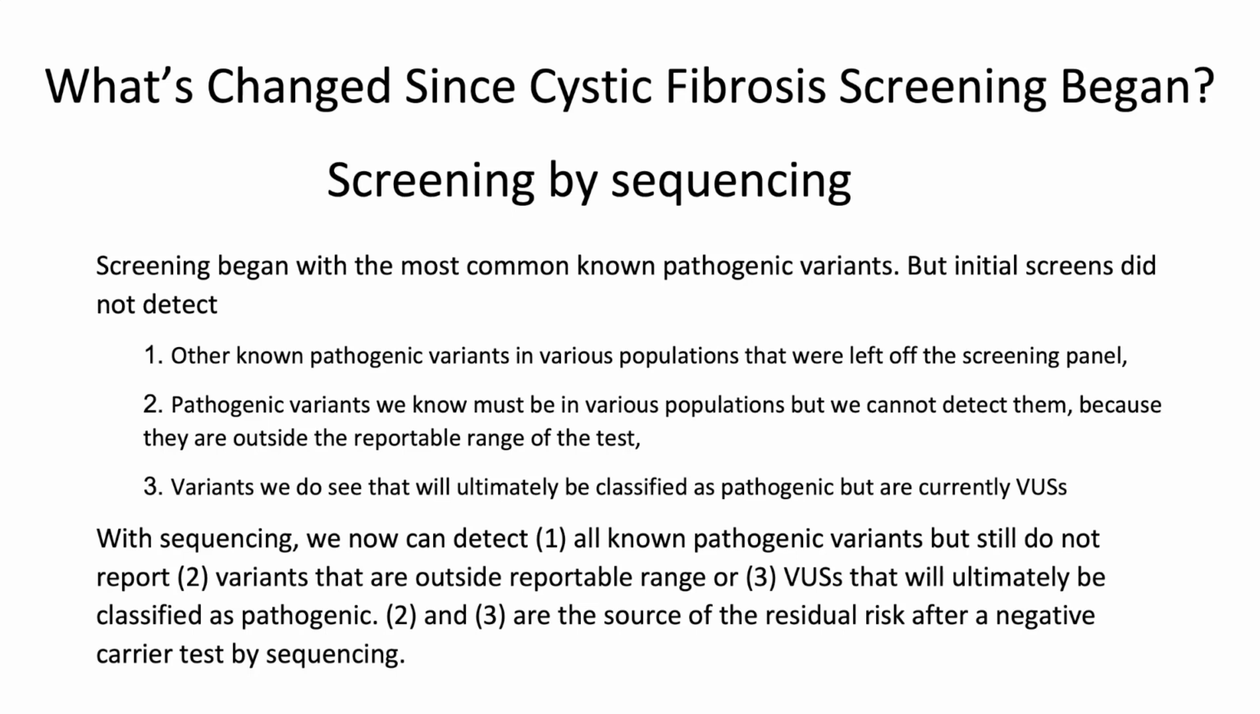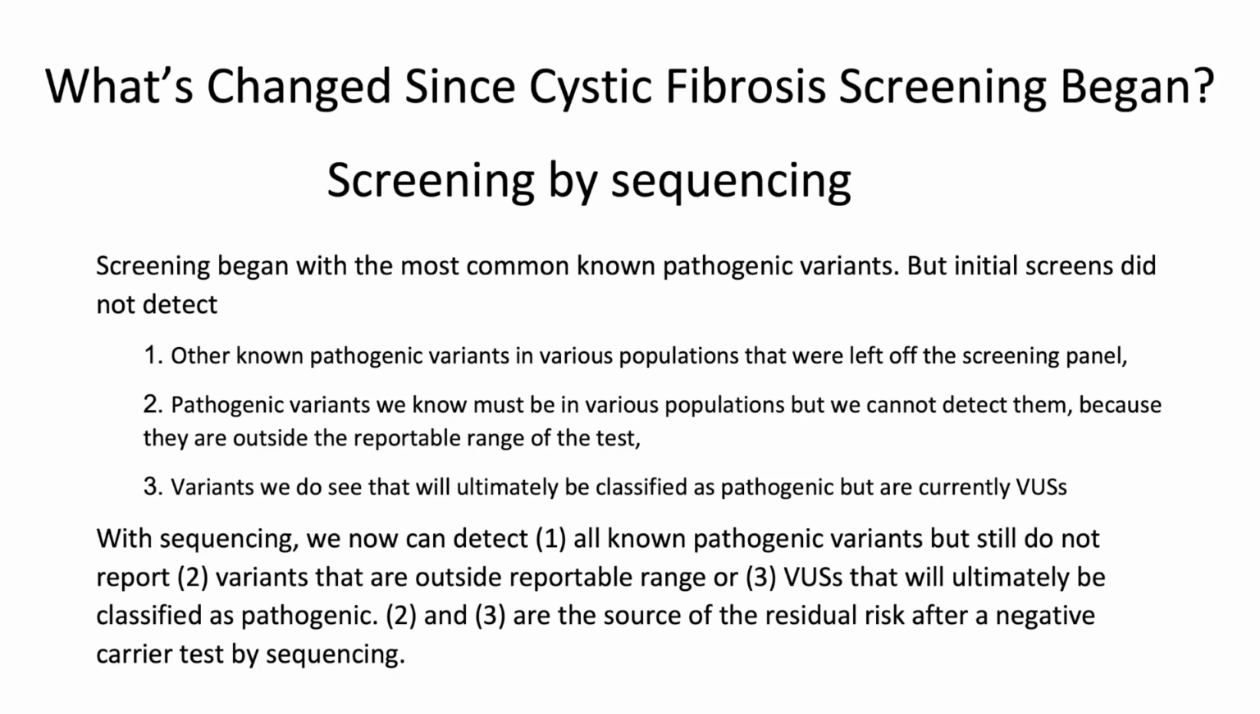You only know that they're VOSs, but they will have an impact on which variants can be detected. So with sequencing, we can detect all known pathogenic variants, but we don't report variants that are outside the reportable range or VOSs that will ultimately be classified as pathogenic, although we don't know that at the time. So numbers 2 and 3 are the source of the residual risk after a negative carrier test by sequencing.